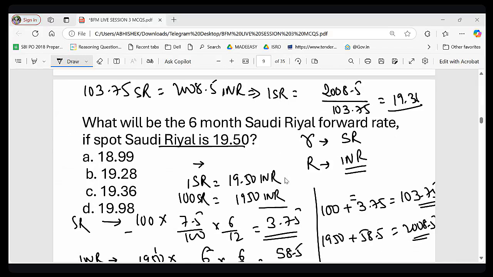So I hope in layman's terms we can think of it this way: we are looking at how much INR you will need to buy one Saudi Riyal after 6 months. By adding the interest to the principal, we account for the time value of money in both currencies. This gives us the forward rate. So did this step by step breakdown make sense? Type crystal clear in the chat if you got it, or type your question if there is anything you would like me to explain further.